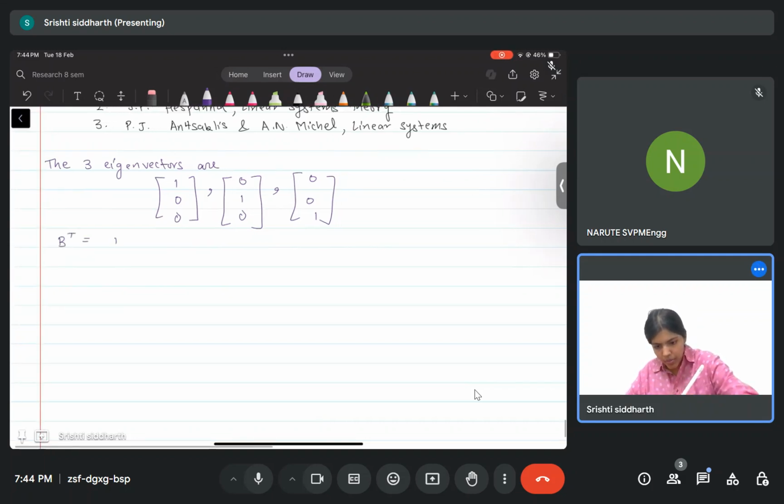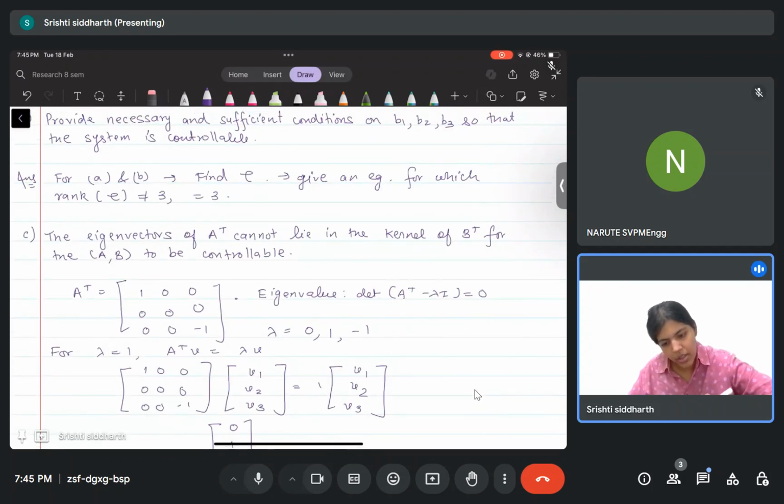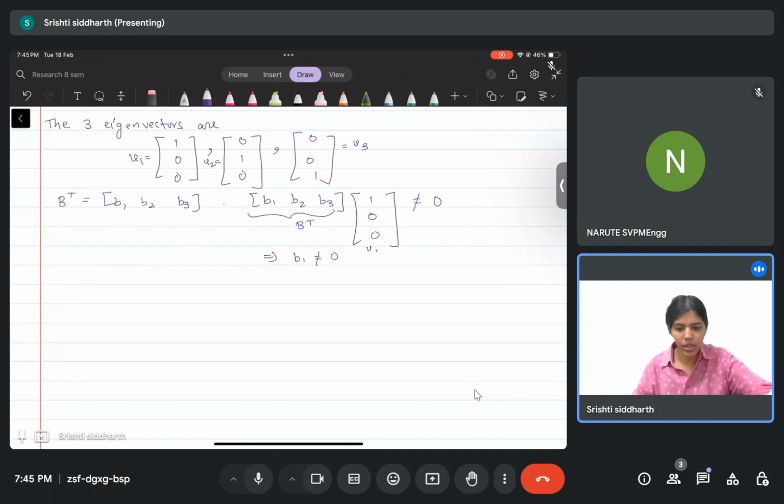So B transpose is b1, b2, b3. The kernel of B transpose is all those vectors x with components x1, x2, x3 which map to 0. So we have to check whether the eigenvectors v1, v2, and v3 lie in the kernel or not. If B transpose applied to 1, 0, 0 is 0, this would imply that b1 is 0. The necessary and sufficient condition is that they cannot lie in the kernel of B transpose. So B transpose acting on any eigenvector should not be 0. This implies that b1 can never be 0.